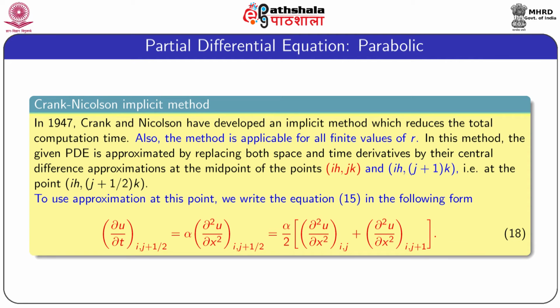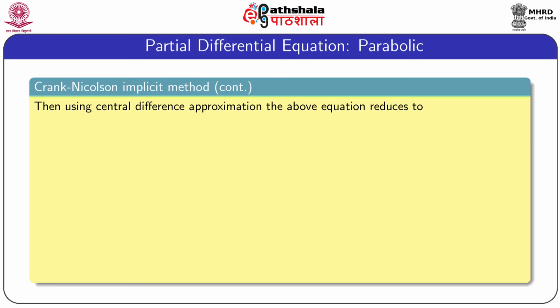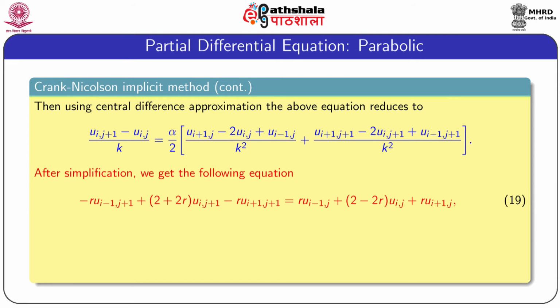The given parabolic equation is divided into 2 parts, that means the right hand side of the PDE, the term alpha into del 2u by del x2, is divided into 2 parts. The first part is approximated at the mesh point (i, j) and the second part is approximated at the mesh point (i, j+1). So, this is the new concept posed by the Crank-Nicholson method. Thus, using central difference approximation, the above equation reduces to this form. After simplification, the above equation reduces to equation number 19.